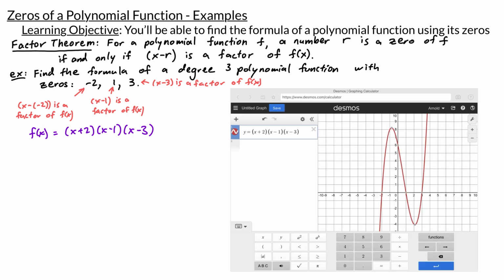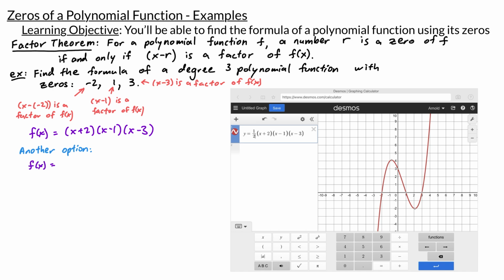So for example, if we scale our function by 1/2, we see that we still have a degree 3 polynomial with x-intercepts at -2, 1, and 3. So it's a degree 3 polynomial with zeros -2, 1, and 3. So another option for answering our question is f of x equals 1/2 times x plus 2 times x minus 1 times x minus 3. But that's not all that we can do. We can scale it by another factor.